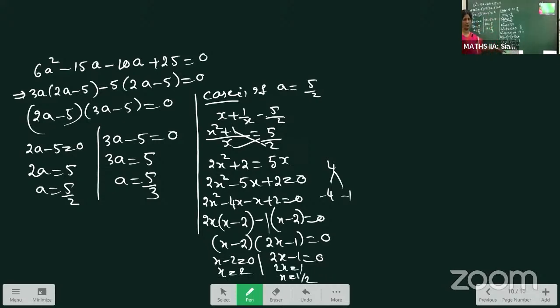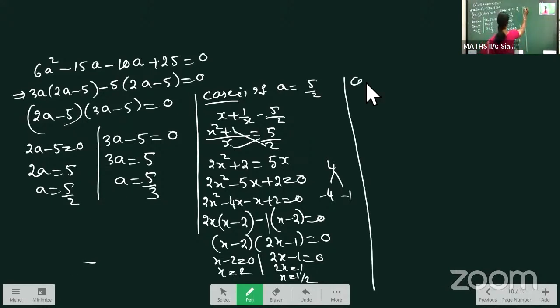2 more roots we got. Actually, we are supposed to get 6 roots. Already minus 1 and 1 are there, and 2 and 1 by 2 we got. 2 more we have to find by taking case 2. What is case 2? If a is equal to 5 by 3.